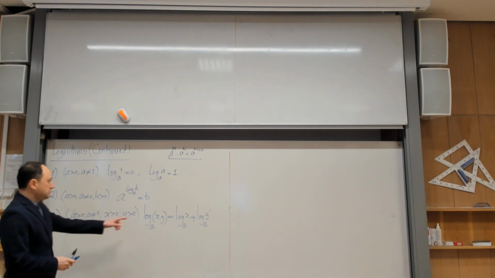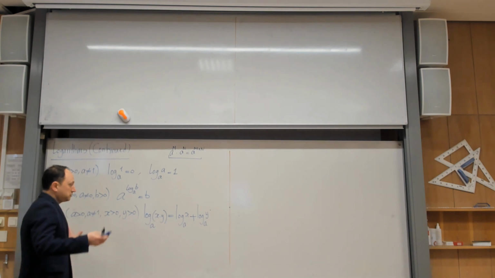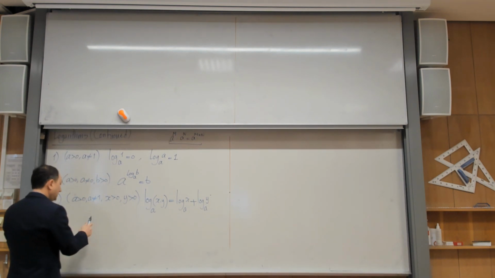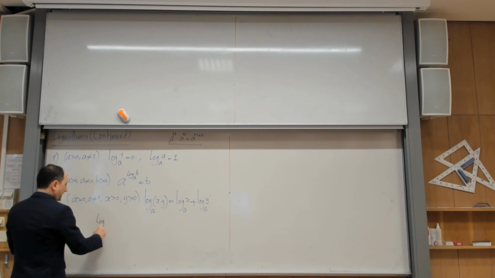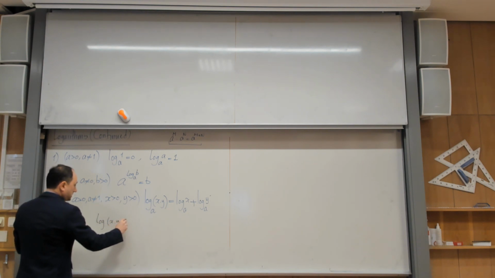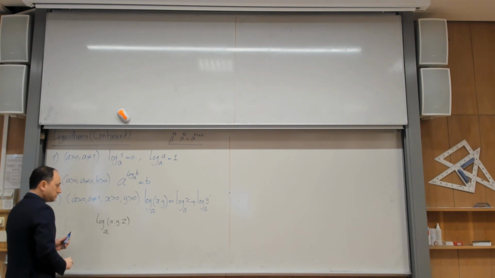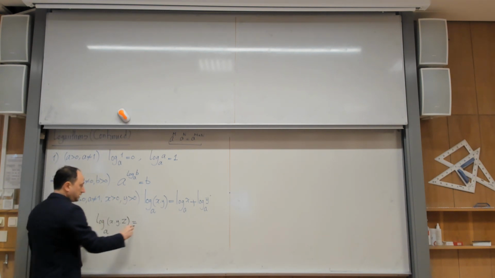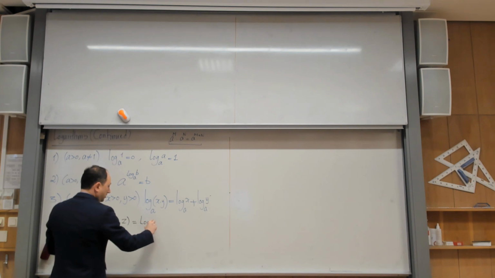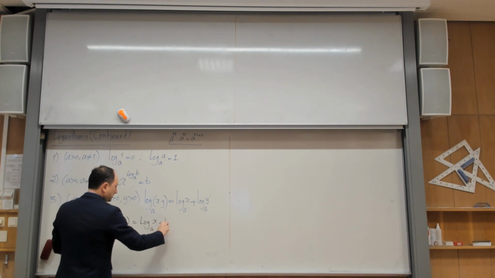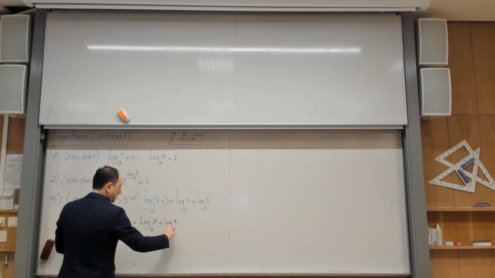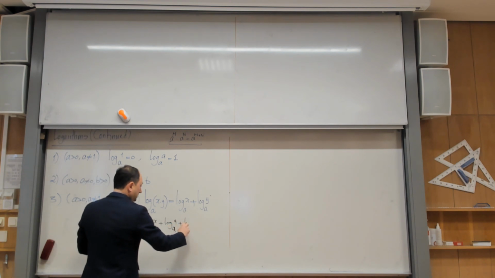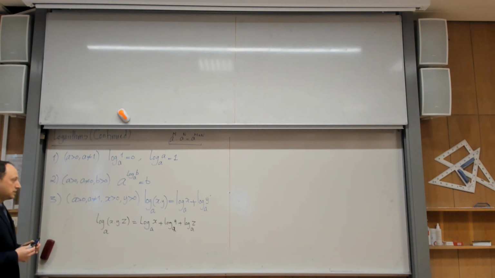Of course, it doesn't matter if you have more than 2. For example, if you have log of x times y times z in base A, if x, y, and z are all positive, then you can write it as log of x in base A plus log of y in base A plus log of z in base A. So in principle, this can be extended to more than 2 variables.